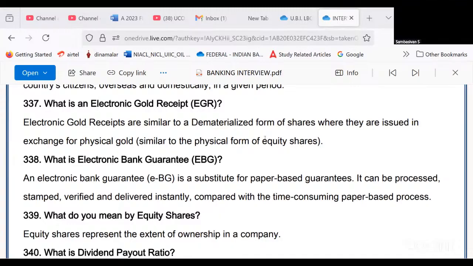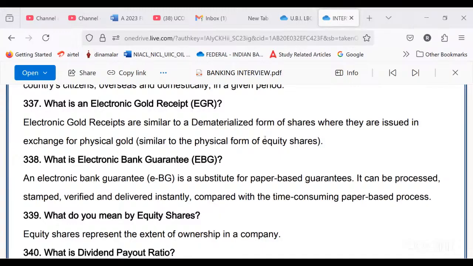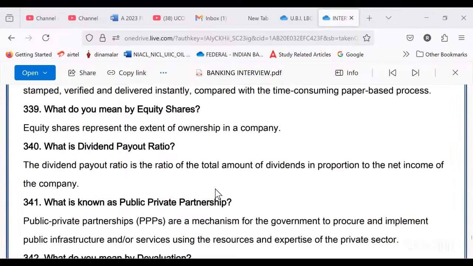Next. What is the electronic bank guarantee? An electronic bank guarantee is a substitute for paper-based guarantee. It can be processed, stamped, verified, and delivered instantly, compared with the time-consuming paper-based process. Continue. What do you mean by equity shares?